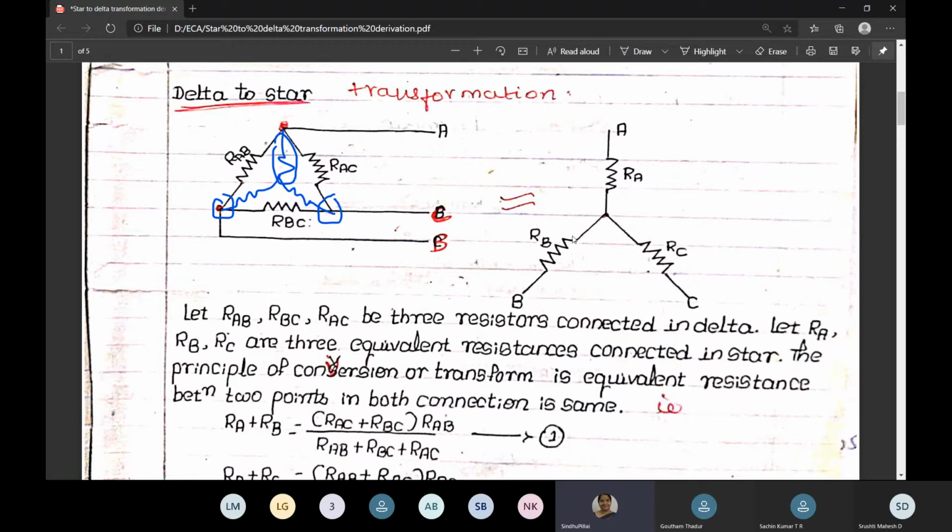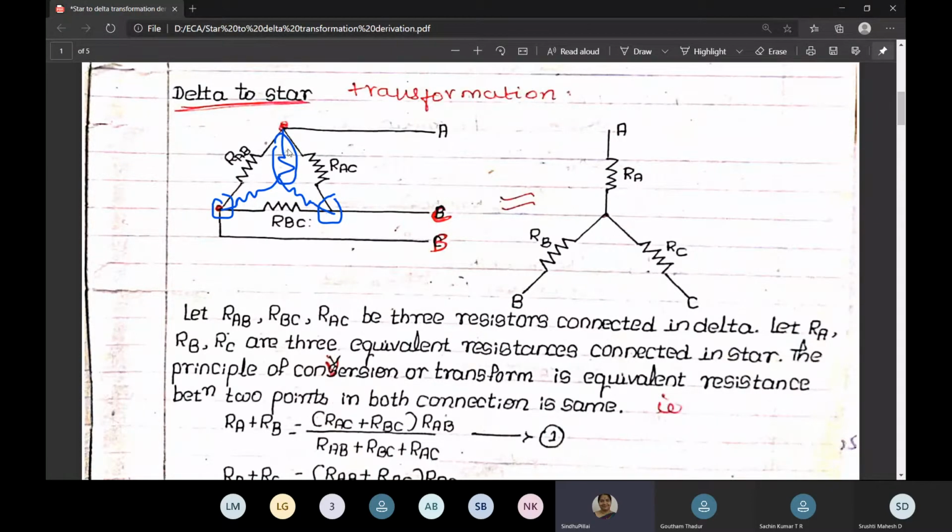So if I want RB now, RB is equal to RAB into RBC. You have to see where the network is, where this branch comes. Between those branches you have to multiply. If I want RC, it is between what? RBC and RAC. So RBC into RAC divided by summation of all this. So whenever you solve the problem, you have to draw this star network in this delta. Then only you will understand for which branch what should be multiplied.